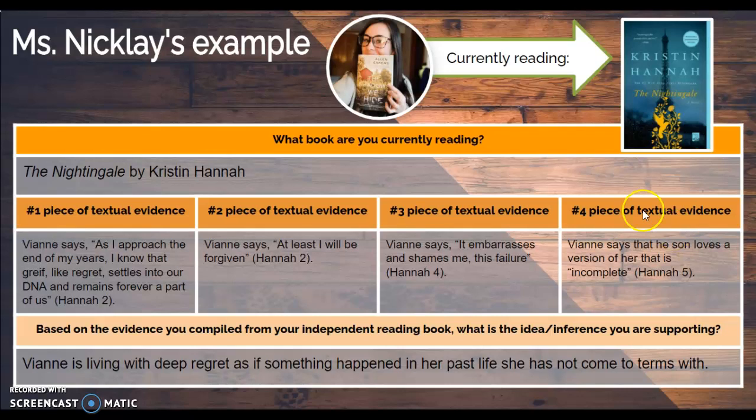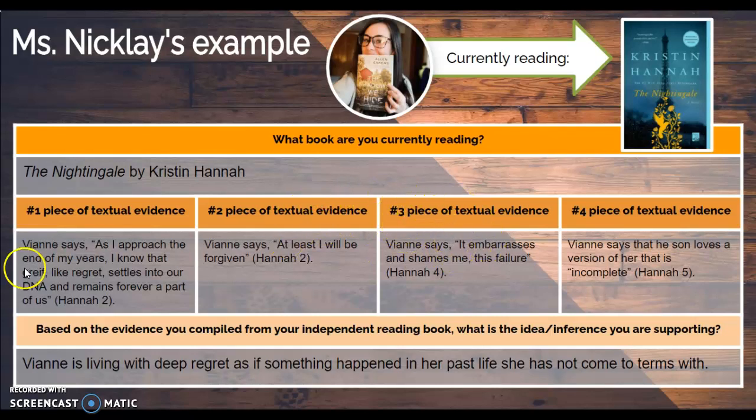So something that's happened in her past. It embarrasses and shames this failure, so there's a deep regret there. The point that she can't even bring it up to her son, now I'm connecting these two together. Vianne says, "At least I'll be forgiven." She says this in light of, I believe she has cancer and she's dying. And she's talking about, like, well, when I die, at least I'll be forgiven. So what's she going to be forgiven for? Again, we don't know. So it connects this forgiven, her past shames and embarrasses her, the failure, right?